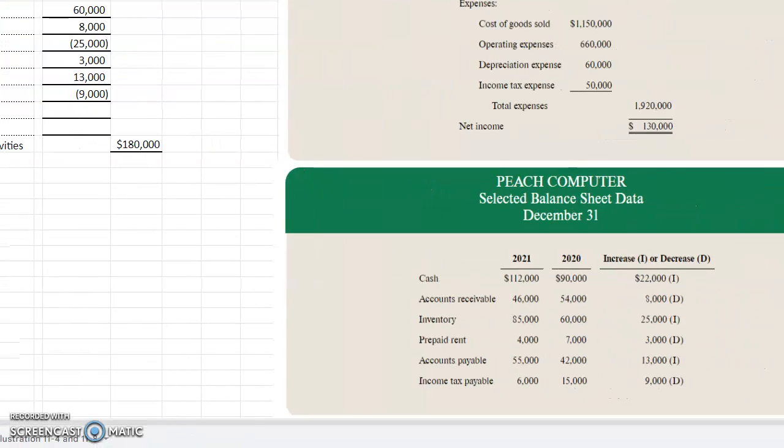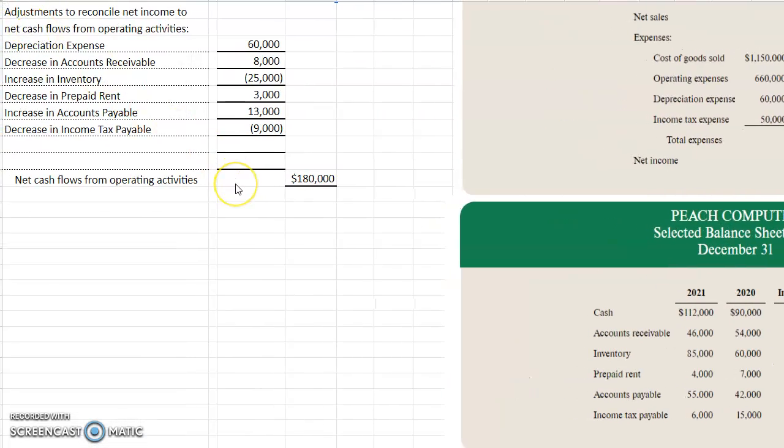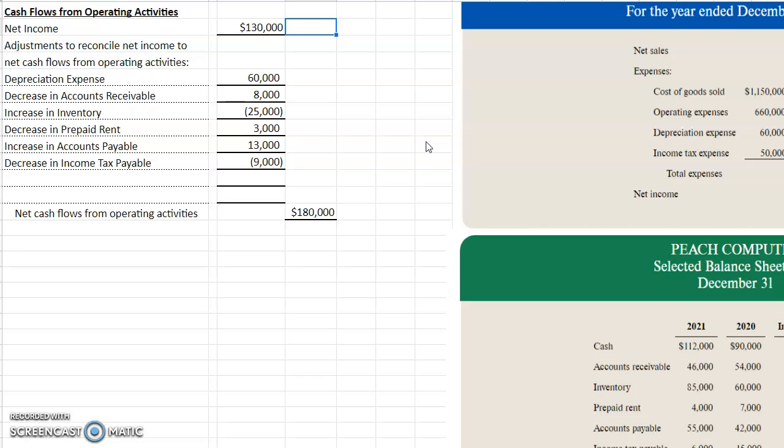Okay, income tax payable decreased. So if a payable decreases, it means that we paid more cash. So it's going to be a negative in this calculation. Okay, so then we start with net income, add and subtract all the pluses and minuses here to get to the net cash flow from operating activities.